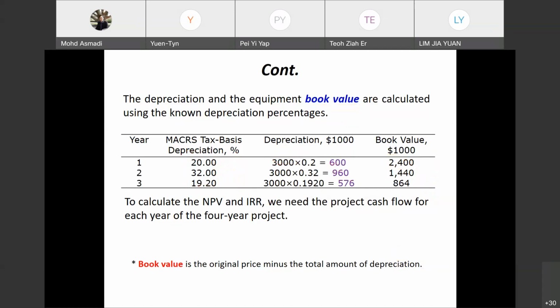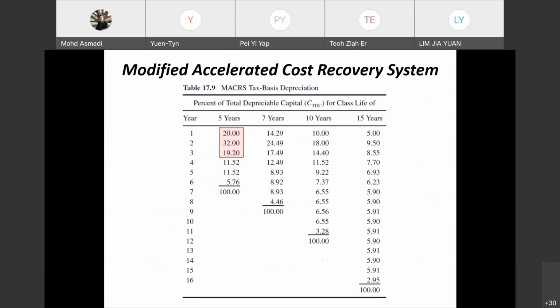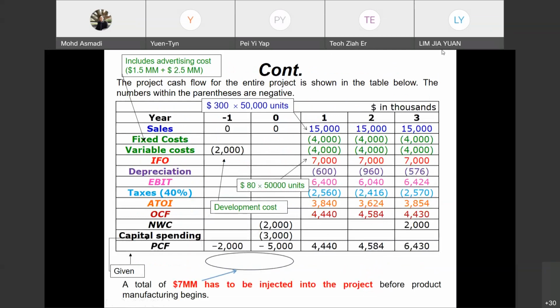And then after you determine the book value, this is the table 17.9 and MACRS basis depreciation. So we just take these 3 years. If we extend to 5 years, you have to calculate 5. If you extend until 7 years, you have to use this one. What you have to do is construct a table based on the sales, fixed cost, variable cost, IFO, D, EBIT, tax, ATOI, OCF, NWC, capital spending, and FCF.